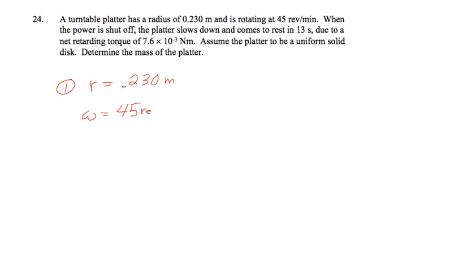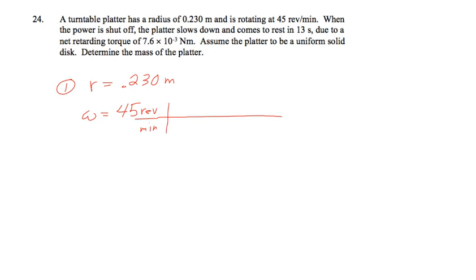45 revs per minute. I think there's another problem on the test that has revs per minute. I don't want you to be wasting time doing all these conversions. So I think I was telling somebody that I'm going to go back to the test and just change it to radians per second, so you don't have to. I mean, maybe one conversion on the test, but not where every single problem you have to convert revs per minute into radians per second. Okay, so with this one, I'm going to have to do that.